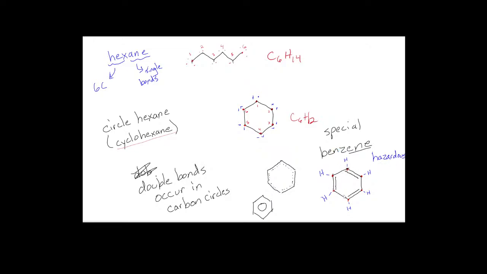It has the six carbons, just like the regular hexane had, but then it has double bonds alternating between each one. And then at this point, the chemical formula is C6H6 because each carbon only has a double bond to another carbon, a single bond to another carbon, and a single bond to a hydrogen.